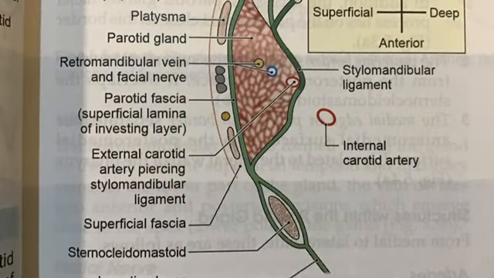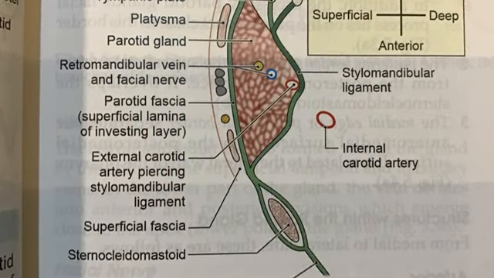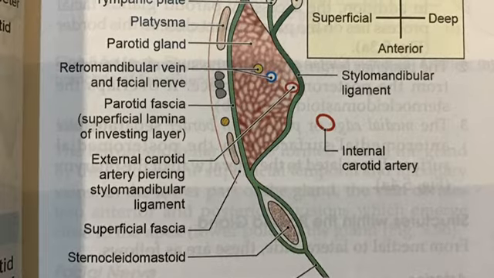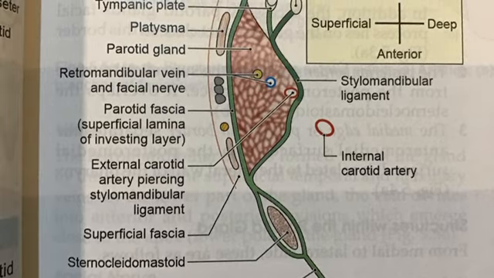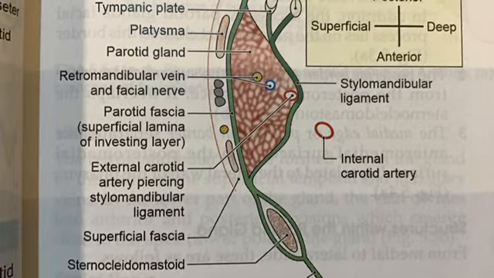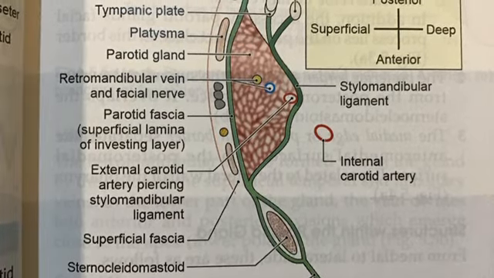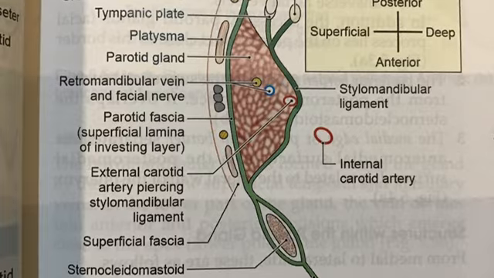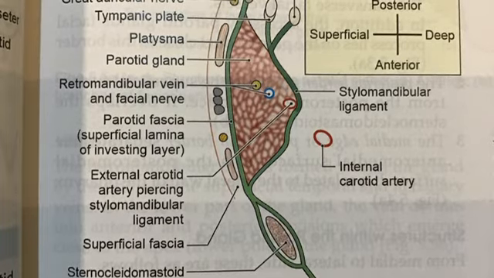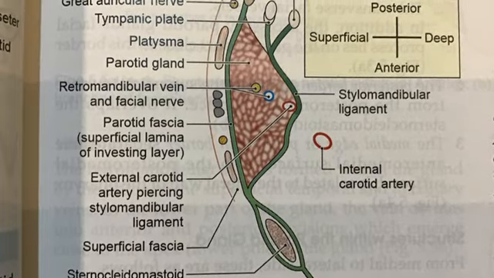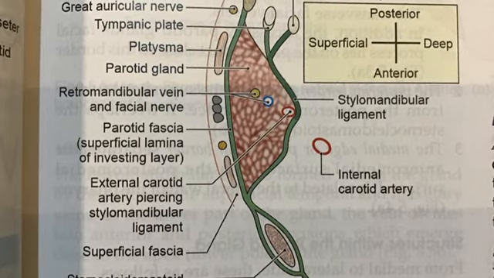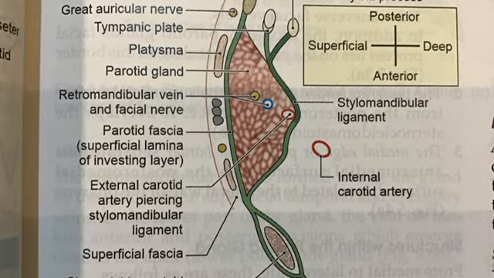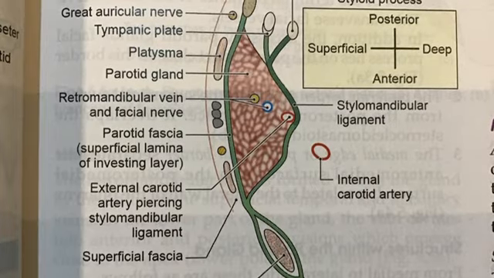This is the cross section of the capsule of the parotid gland. It is enclosed in the investing layer of deep cervical fascia. First is anterior, the sternocleidomastoid muscle, then superficial fascia and the stylomandibular ligament. Posteriorly it is attached to the styloid process, anteriorly to the zygomatic arch, and above this you can see the external carotid piercing the stylomandibular ligament.